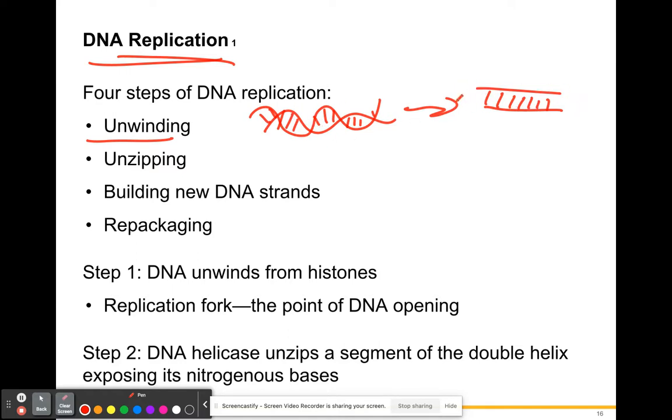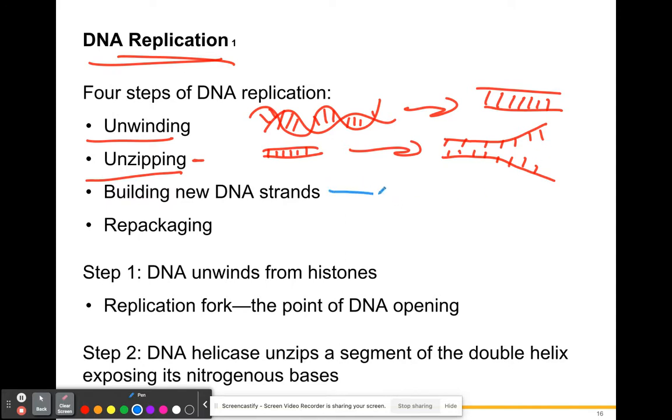We unwind it. And then we have to unzip it, right? We have to open it up. So instead of it looking like a ladder, it looks now like a zipper. Like that. Okay, we've unzipped it. So first we unwind it, then we unzip it, and then we build new strands. Okay, so let me grab a different color here. So then we build new strands.